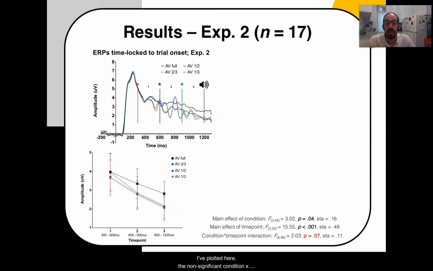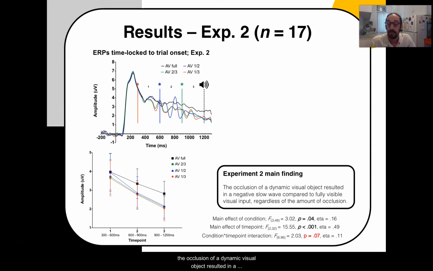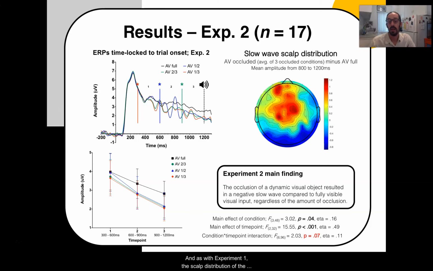I plotted here the non-significant condition time point interaction to the left for consistency, and to give the most representative view of the overall findings. Here, the occlusion of a dynamic visual object resulted in a negative slow wave compared to fully visible visual input, regardless of the amount of occlusion. As with experiment 1, the scalp distribution of the difference in slow wave activity between the average of the three audiovisual occluded conditions and the non-occluded condition showed a similar topography.